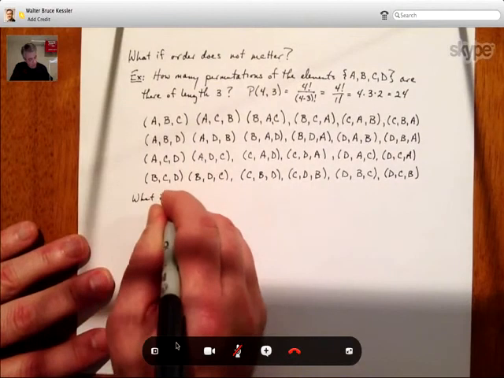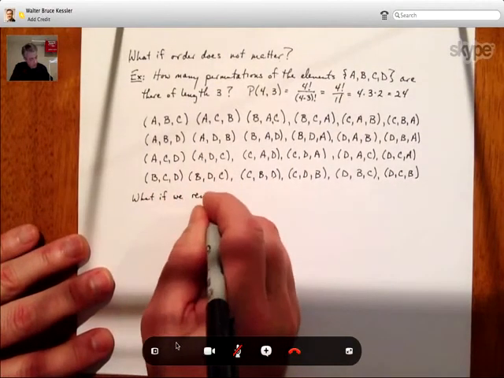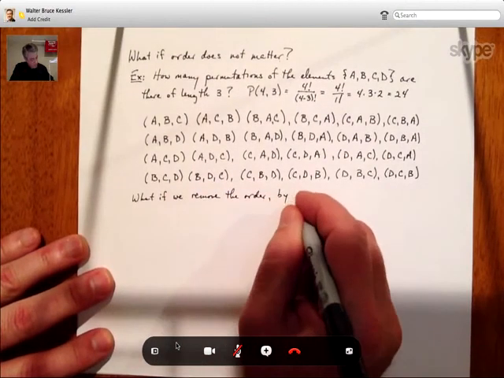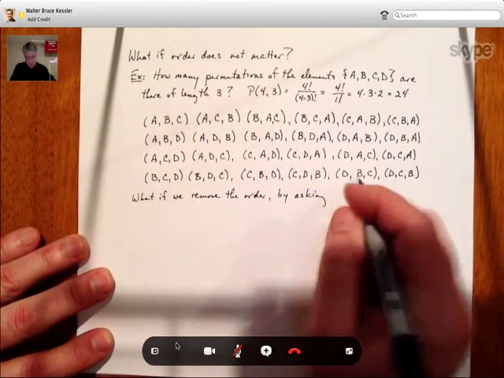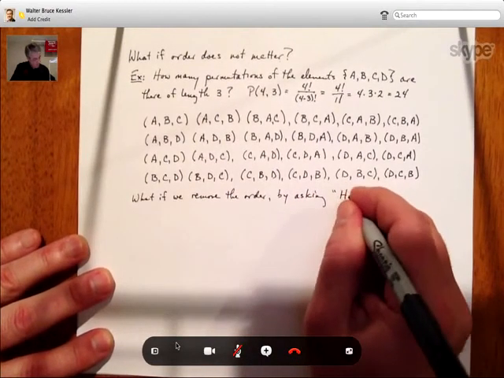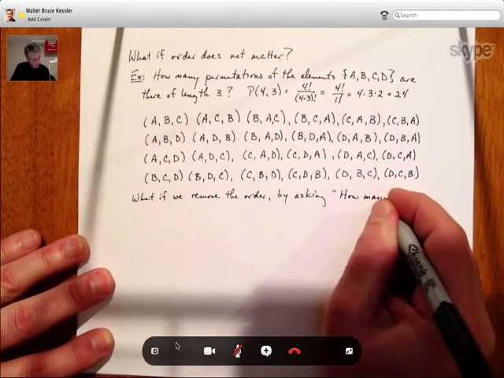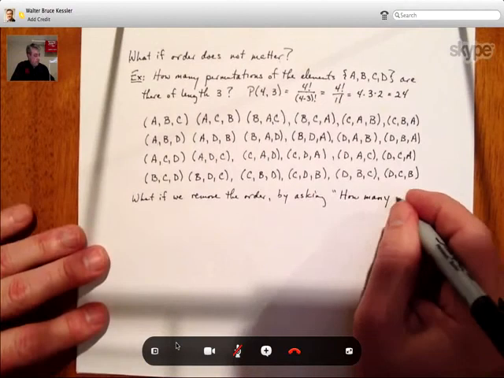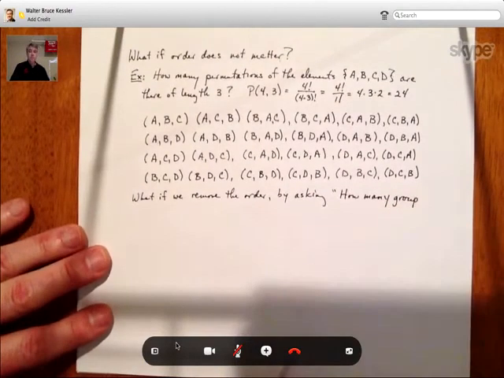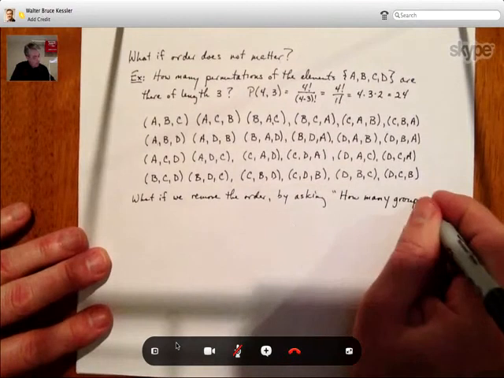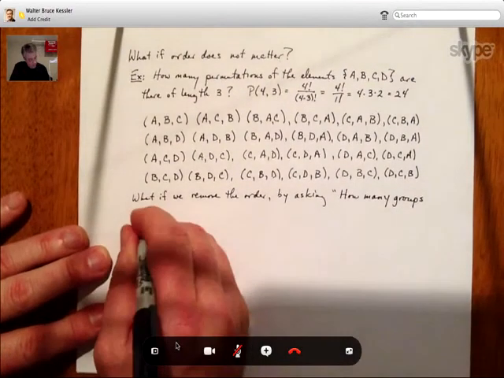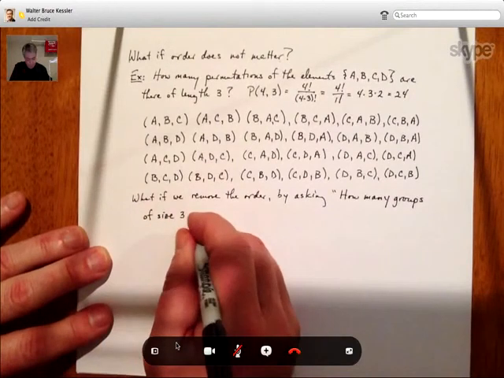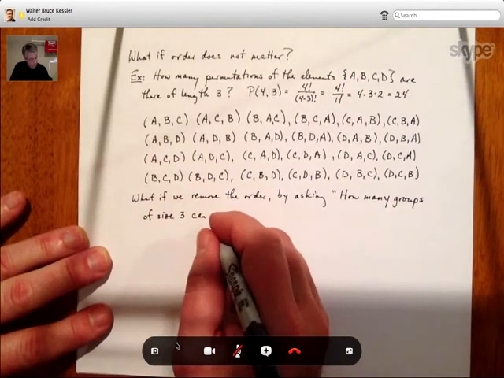Now, what if we remove the order by asking this question? How many groups, and I don't mean groups in the abstract algebra way, how many groups or collections of size 3 can be found?